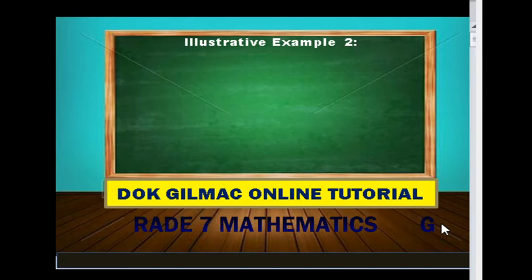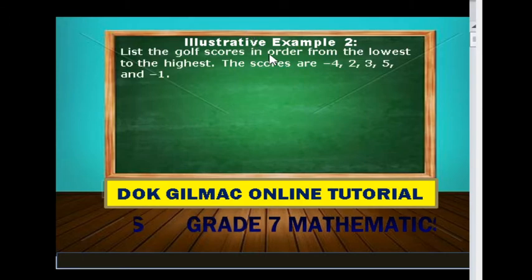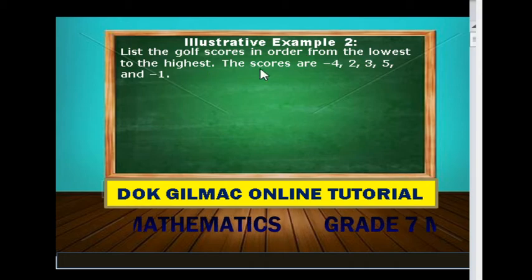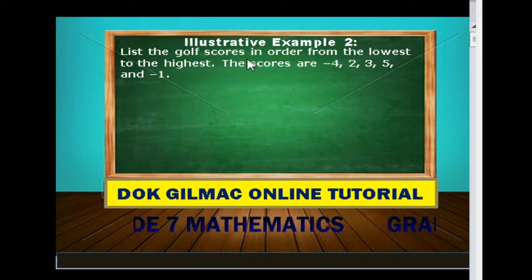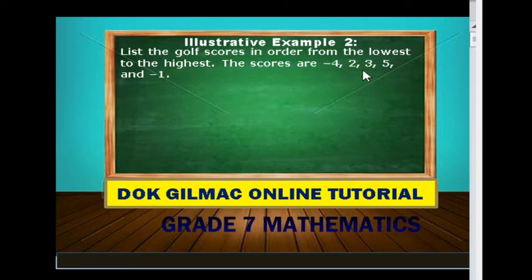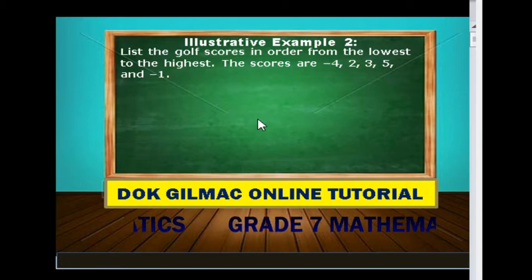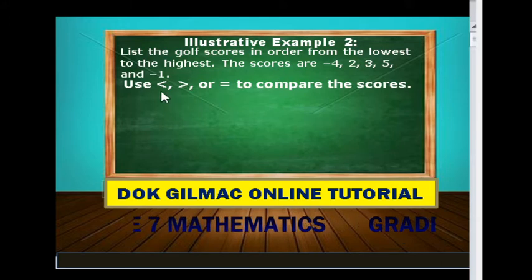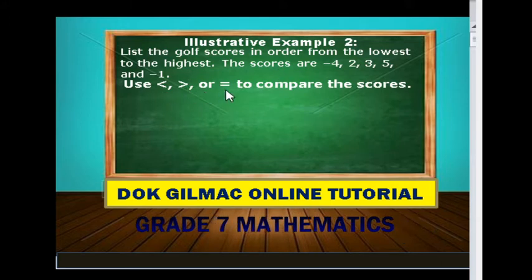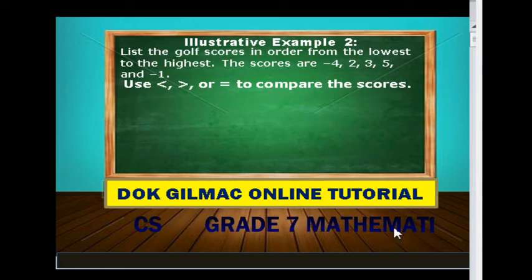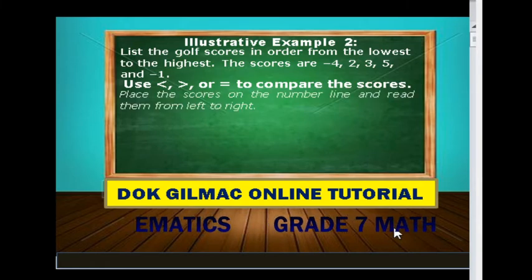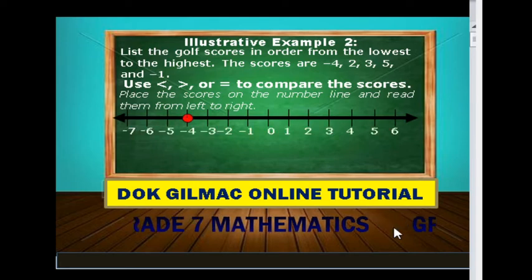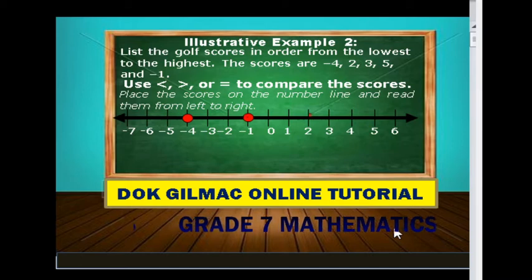Let's have illustrative example number 2. List all the scores in order from lowest to the highest. Okay, golf scores. The scores are negative 4, 2, 3, 5, and negative 1. So again, use these symbols, less than, greater than, or equal to compare the scores. Okay? So let's plot all the given scores here.